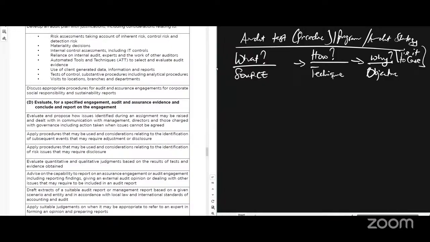If I tell you, give me evidence for a finance lease, request a copy of the finance lease agreement. True or false? A finance lease will have an agreement. Yes, it has. So that's one source of evidence. So go through the accounting cycle for anything they ask you, and you get so many things to talk about.